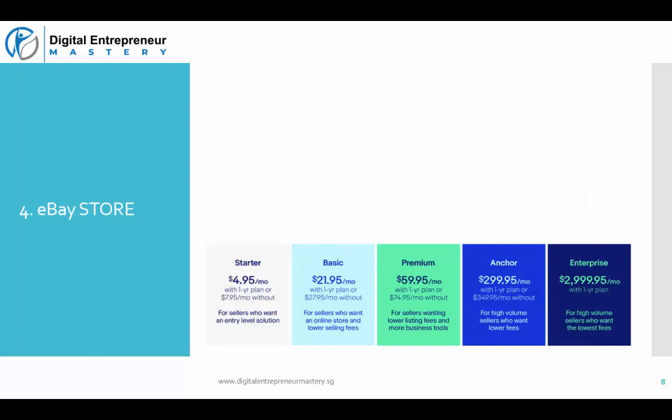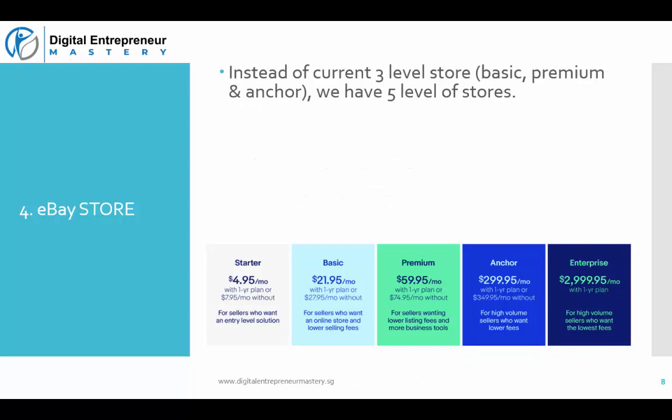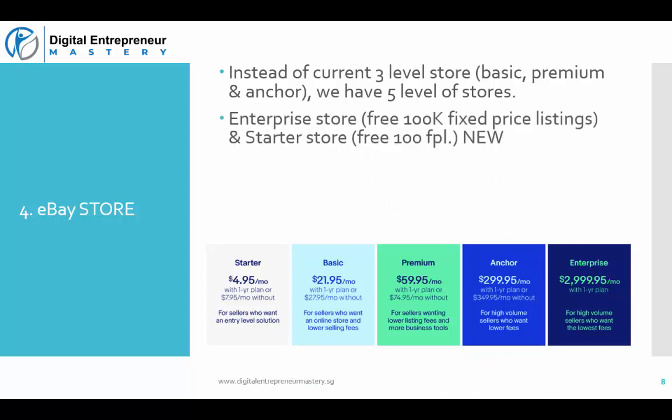And number 4 is the new eBay store structure. Instead of the basic, premium and anchor stores, which is a 3-level structure, now we have 5-level stores, which includes the starter store and the enterprise store. The enterprise store basically allows the super big sellers to list 100,000 free fixed price listings. And for the starter store, they can list 100 free fixed price listings. So these are the 2 new stores.